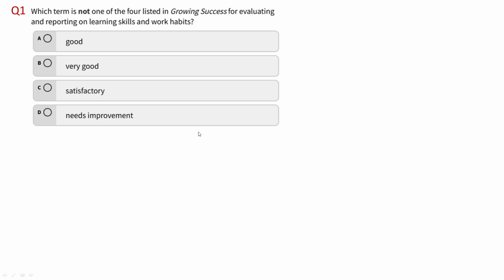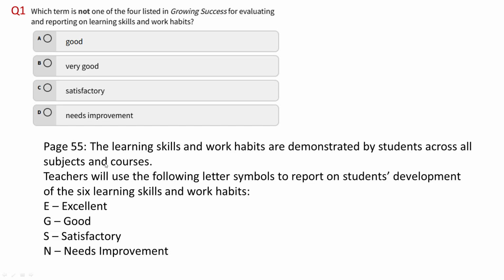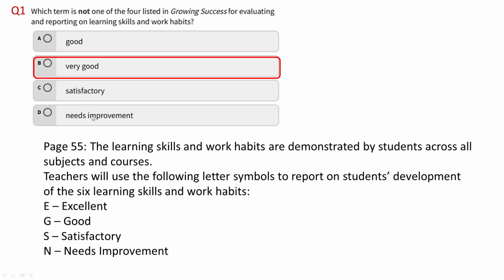So question 1, which term is not one of the four listed in Growing Success for evaluating and reporting on learning skills and work habits? So on page 55 of Growing Success, the learning skills are listed as either you can rate a student as having excellent, good, satisfactory, needs improvement. So see, there's no very good. There's good, satisfactory, needs improvement, and also excellent. That's the fourth one.